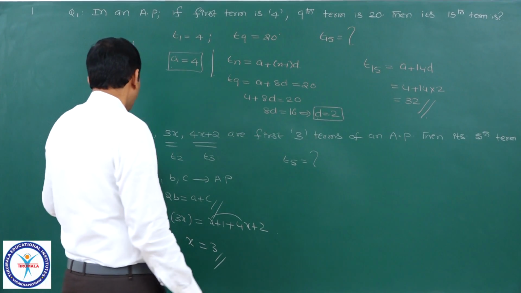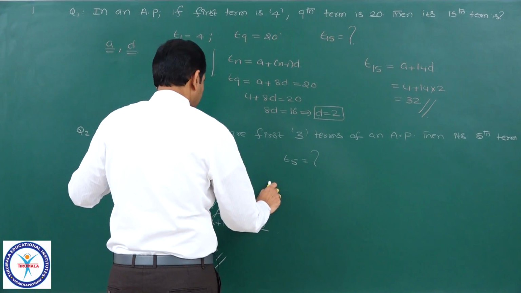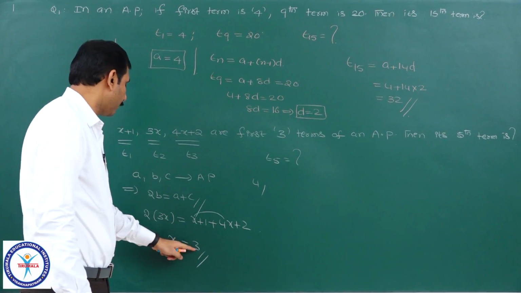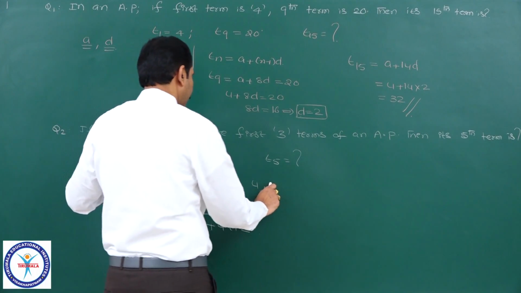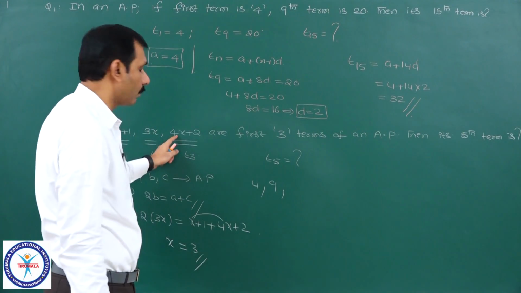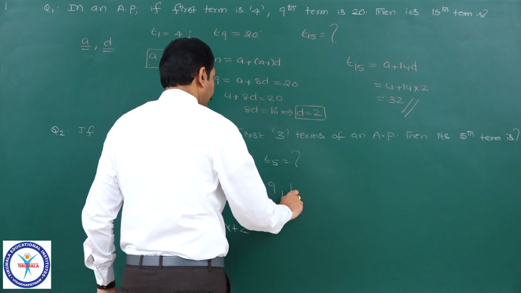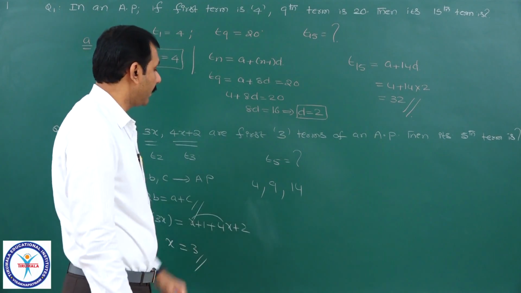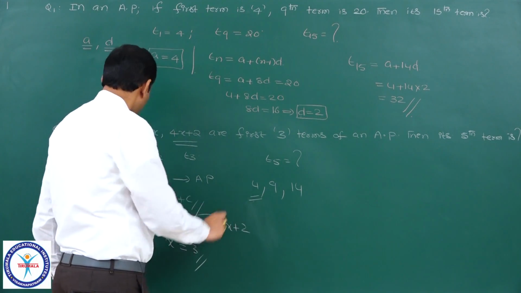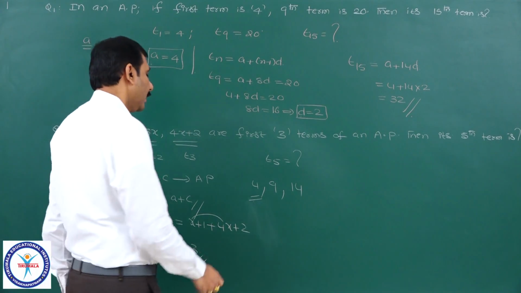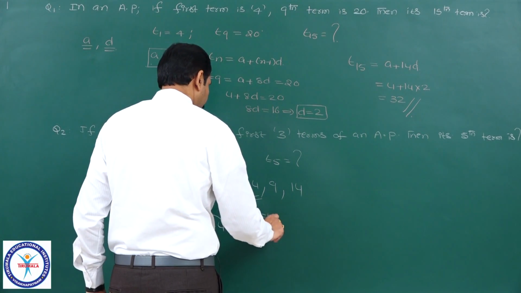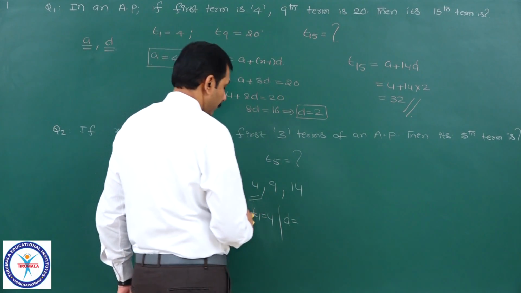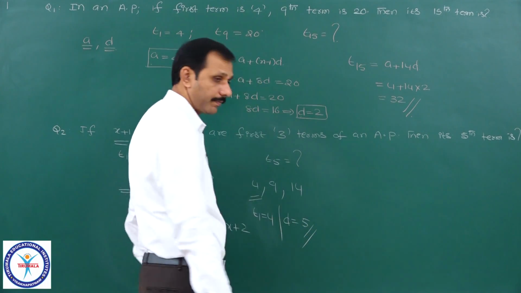Therefore, these three terms are now: the first term x plus 1 means 4. Second term, 3 into 3, is 9. Third term, with x equal to 3, is 12 plus 2, that is 14. Therefore, this is the sequence. What is the first term here? It is 4. Because I have already used A, let me take it as T1 only, T1 equals 4. And the common difference D, second minus first, is 9 minus 4 equals 5.